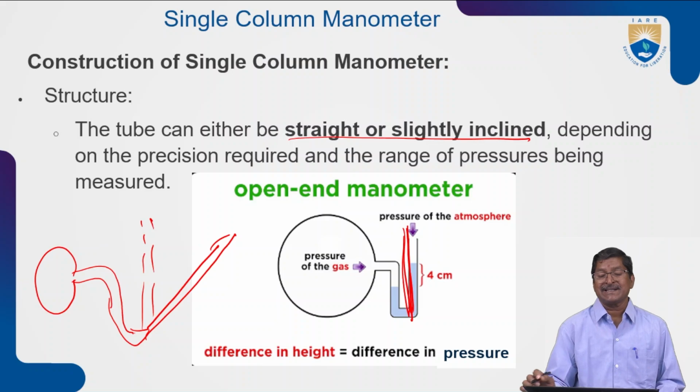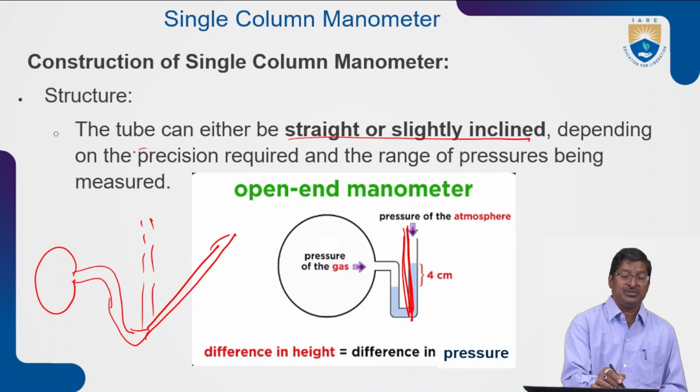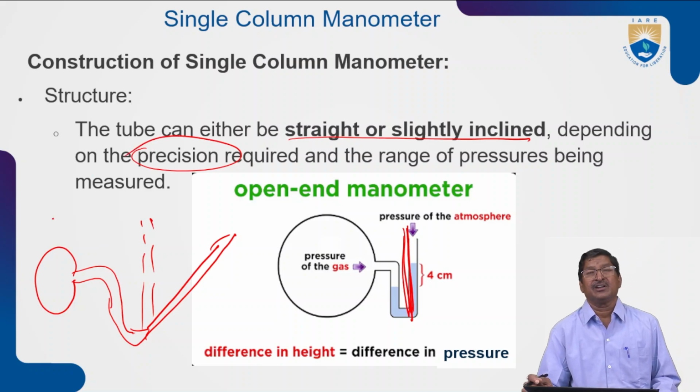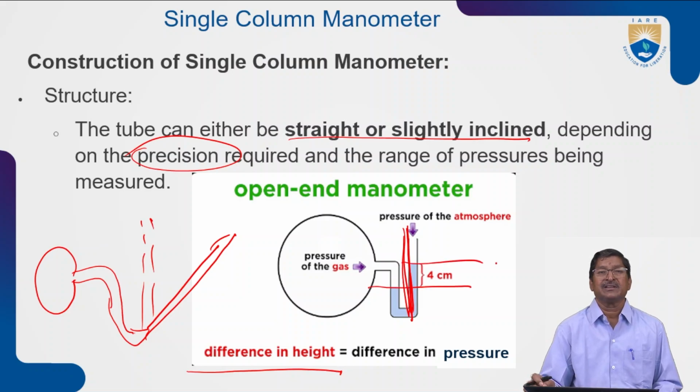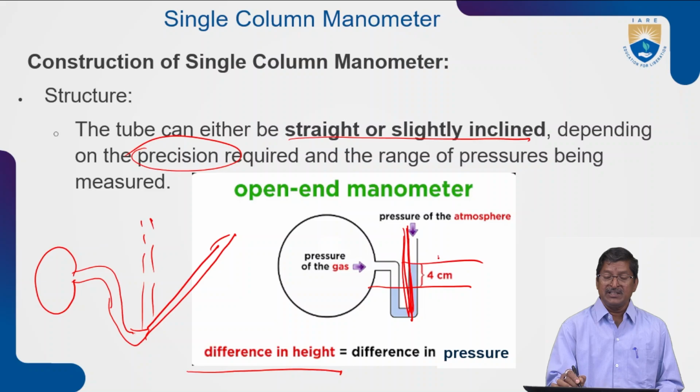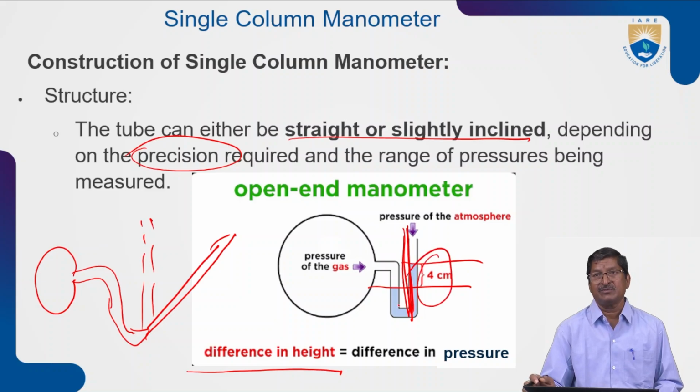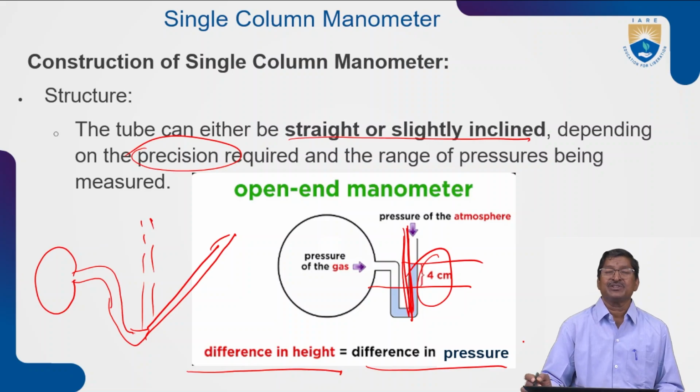So this is straight or slightly inclined depending upon the precision required. So if we want more precision, or there is a requirement of precision, this will be chosen as vertical or inclined. Okay. So here, difference in height. The difference in height means the difference of mercury levels in the left limb and right limb. You can see here in this figure it is 4 centimeter, for example. That is nothing but the difference in pressures, compared to the atmospheric pressure.